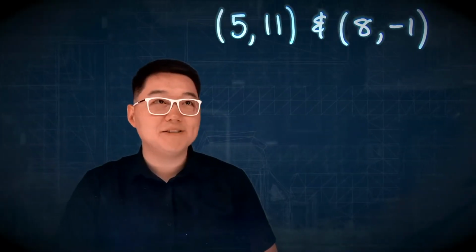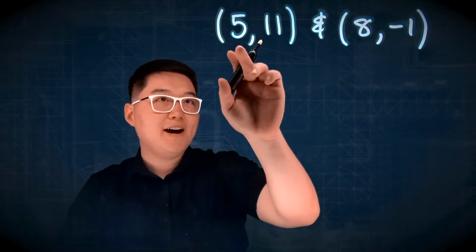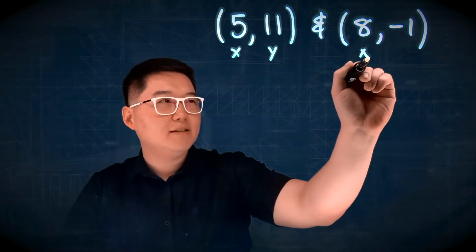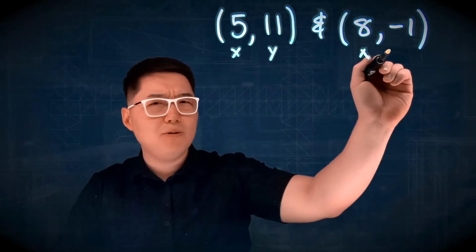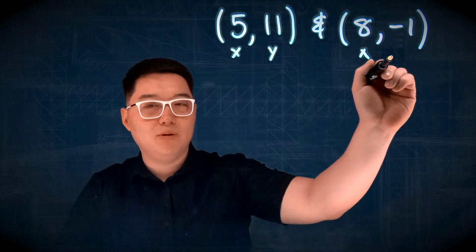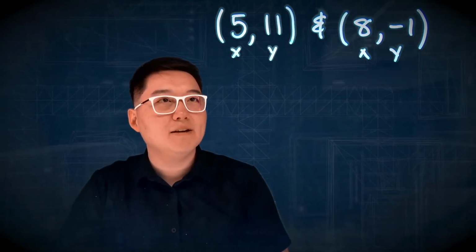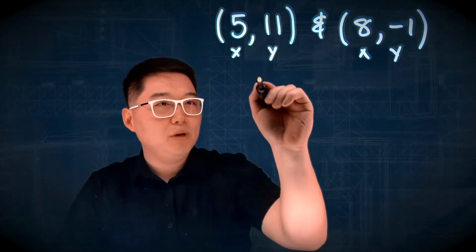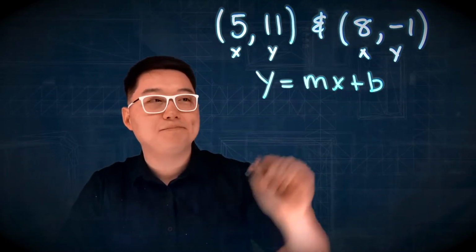Okay, so here's another example where I gave you 2 points. On day 5, we have $11. But on day 8, now we don't have any money. We actually owe money. We're at negative $1. So it looks like we lost money here. Let's just double check. We want to write the equation y equals mx plus b.